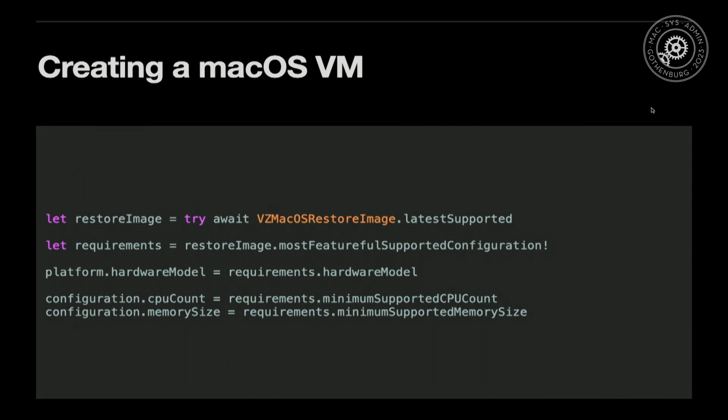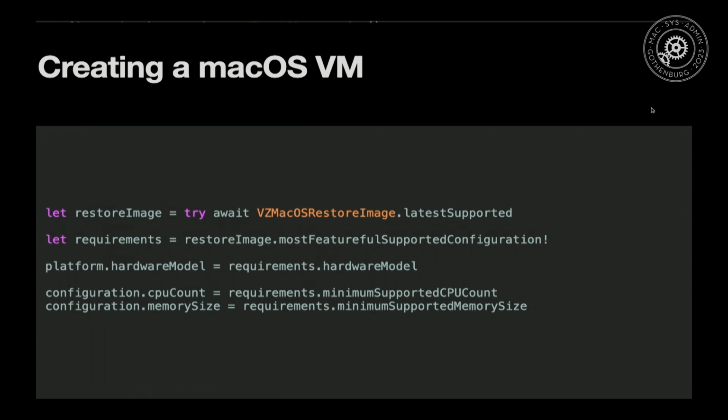And I also think that you can use restore images created by your own. I don't see any limitation on that. And each restore image has a property that represents the most featureful configuration. And we usually use it instead. We use it to set the physical properties of the new Mac instead of setting constants to these fields.